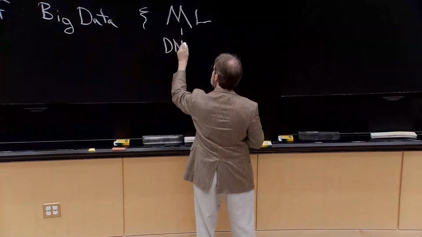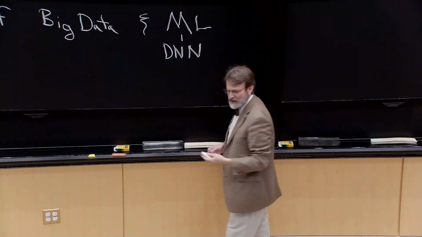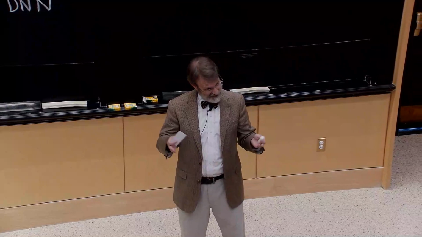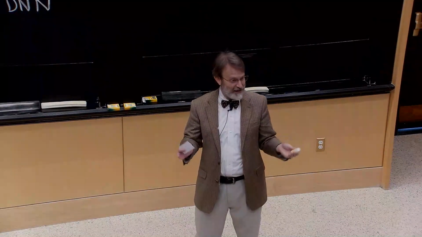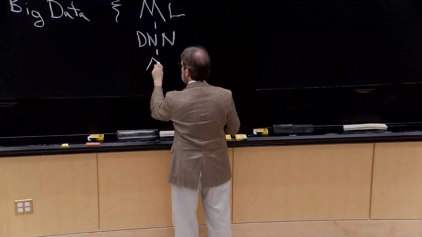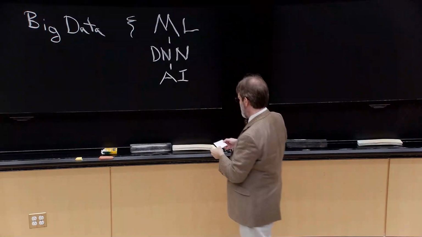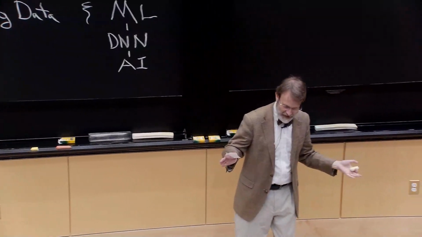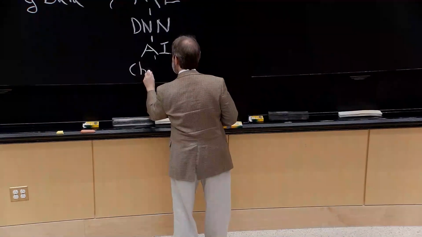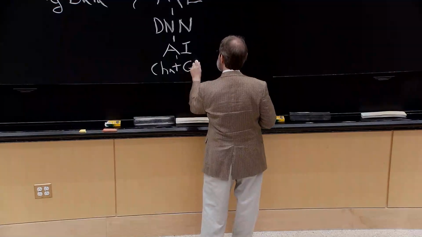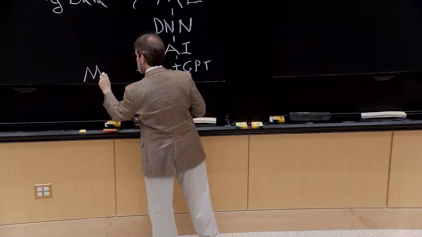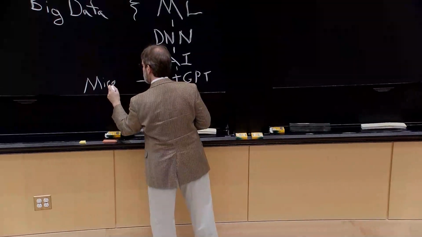DNNs, deep neural networks, of course, are the technological basis for a lot of machine learning, if not 99% of it. And of course, AI, they play a huge role in that. And of course, everyone today is all excited about things like ChatGPT. And, of course, Microsoft is a huge part of that, and other companies. Let me spell that correctly.